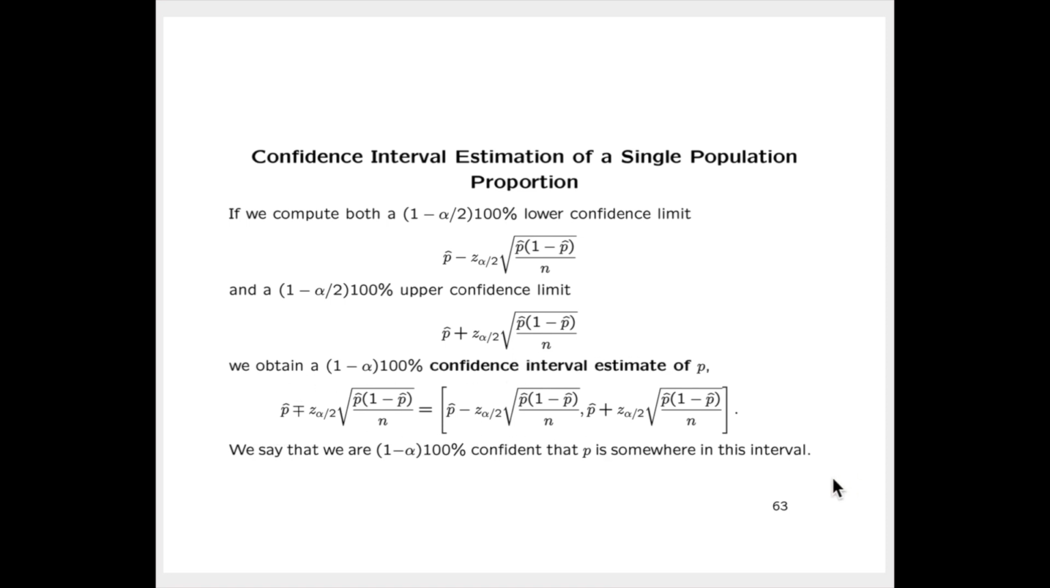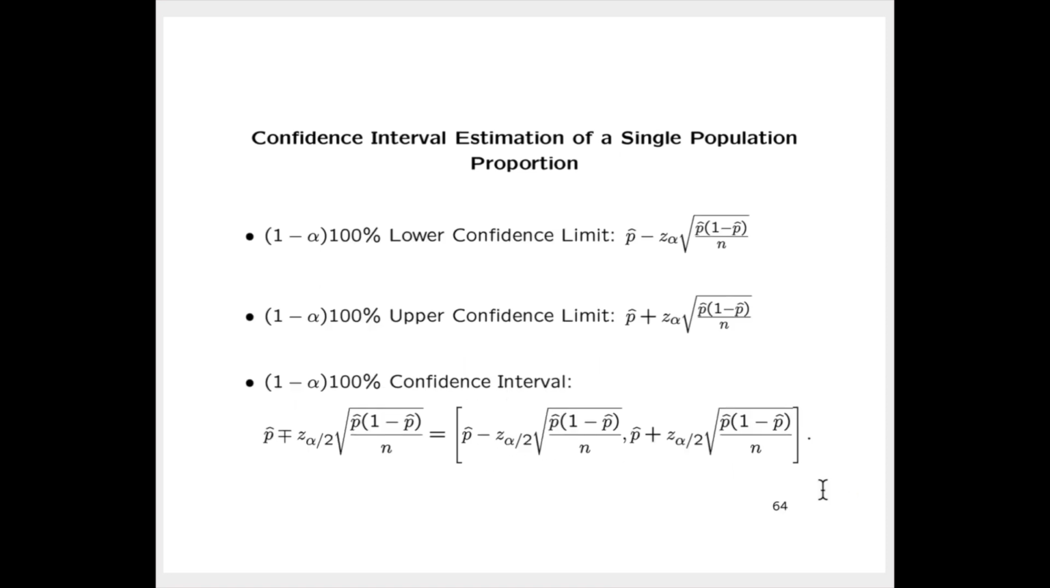If we summarize these results on a single slide, we have a formula for constructing a 1 minus alpha times 100% lower confidence limit for p, a formula for calculating a 1 minus alpha times 100% upper confidence limit for p, and the formula for the endpoints of a 1 minus alpha times 100% two-sided confidence interval for p.